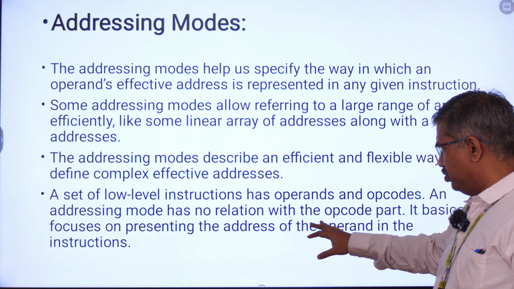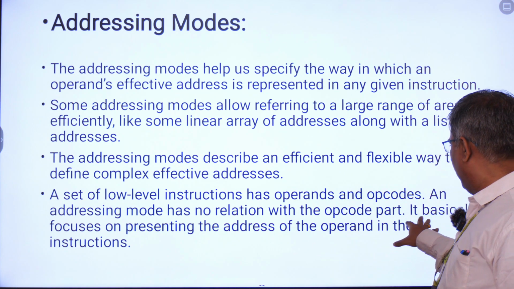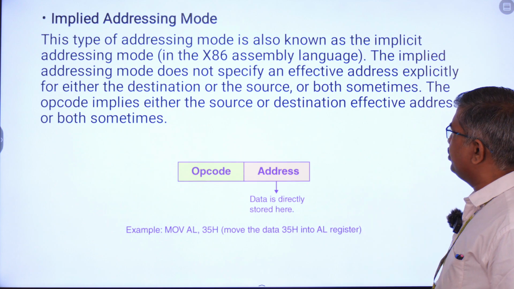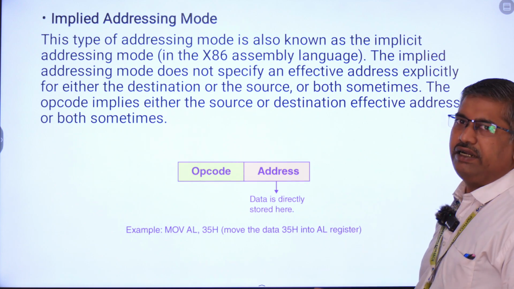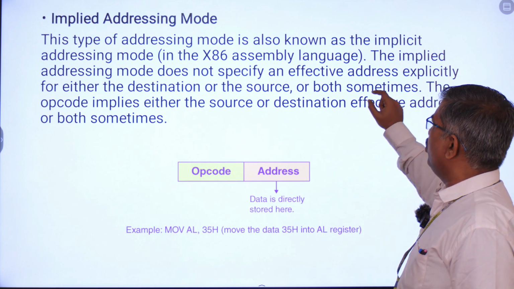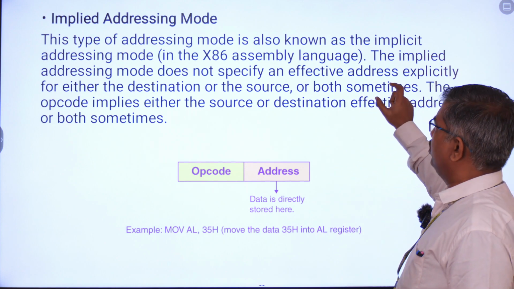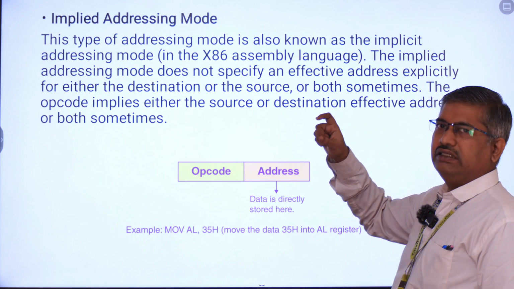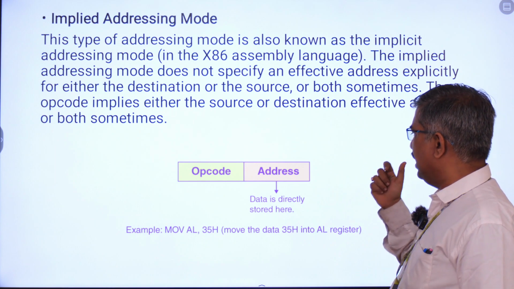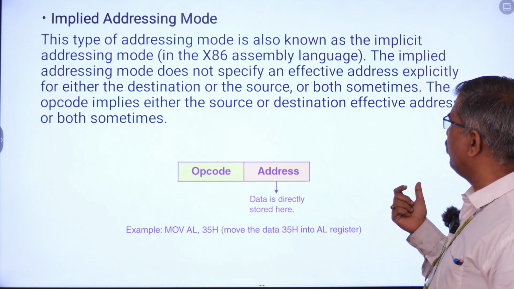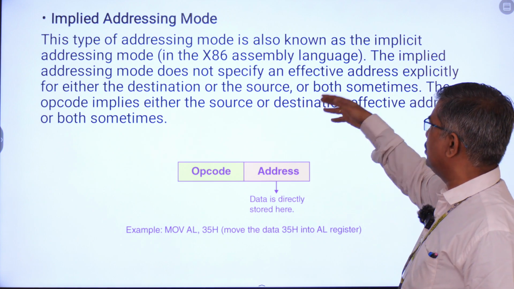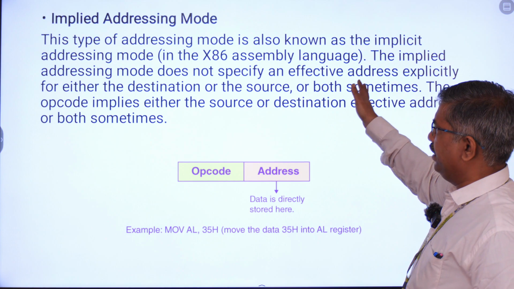An addressing mode has no relation with the opcode, and it basically focuses on presenting the address of the operand in the instruction. One of the addressing modes is called the implied addressing mode, also known as the implicit addressing mode. We provide the operand implicitly, without giving it directly. The implied addressing mode does not specify an effective address explicitly.